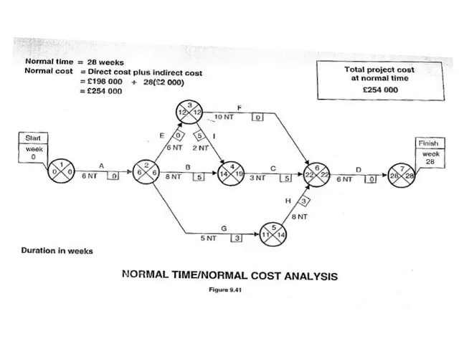Just looking at this table, figure 9.41, the analyzed arrow diagram based on a normal time situation, which gives an overall project duration of 28 weeks. The total project cost based on normal time has been calculated at £254,000. Basically, it is your 28 weeks times 2000, and that's added to your 98 direct costs, which gives you a final or total cost of 254,000. Very simple to do.